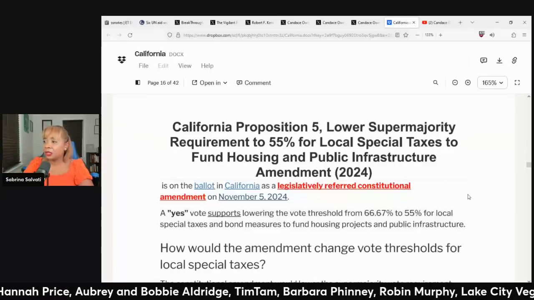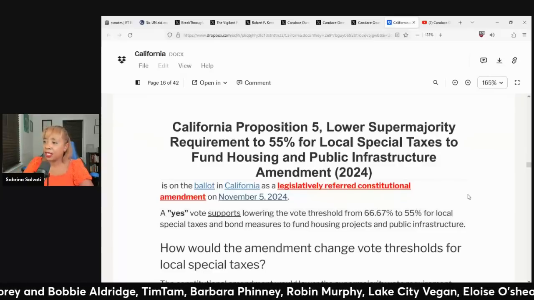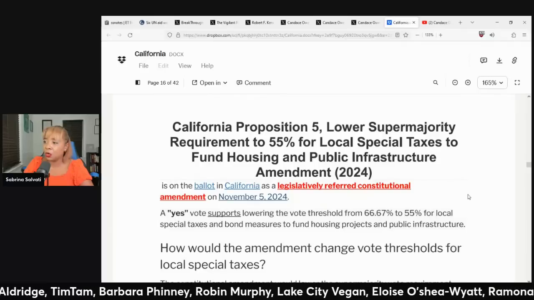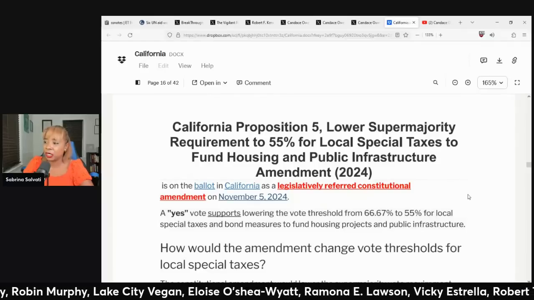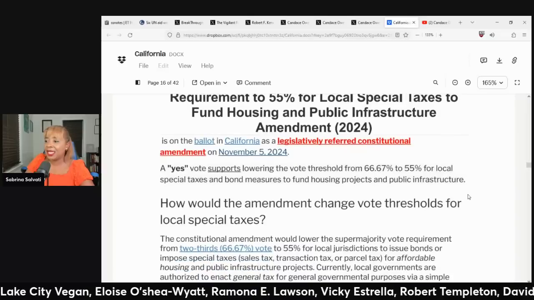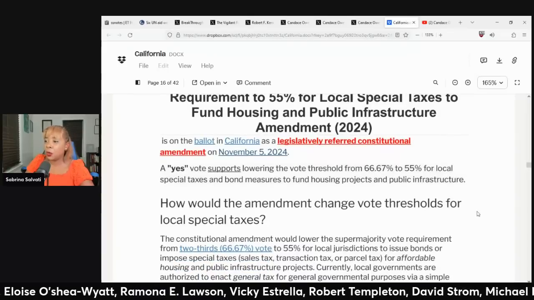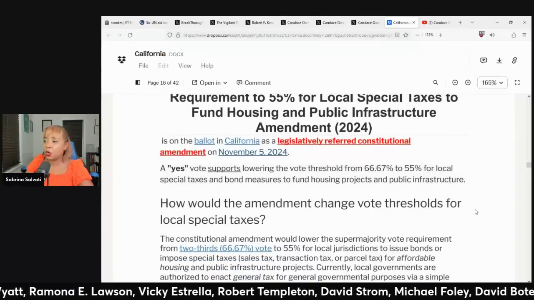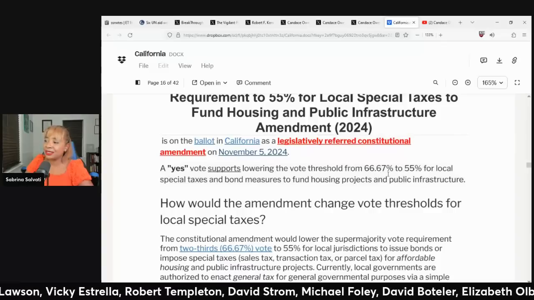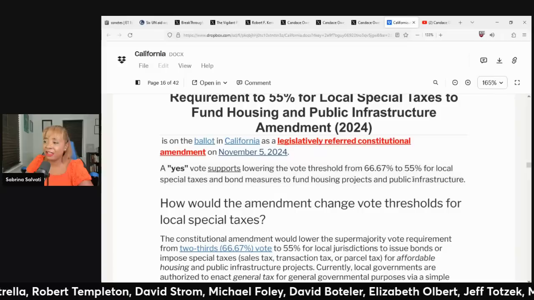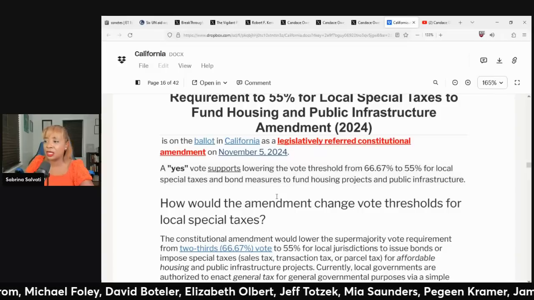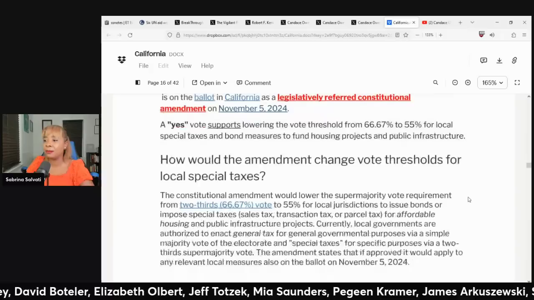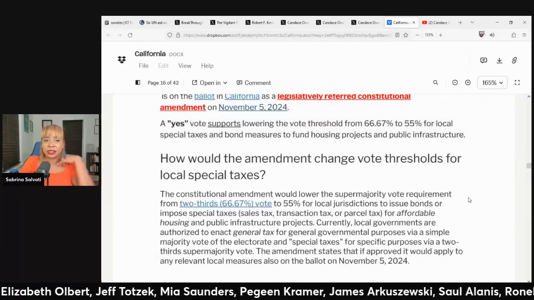Proposition 5, lower supermajority requirement to 55% for local special taxes to fund housing and public infrastructure amendment. A yes vote supports lowering the vote threshold from 66.67% to 55% for local special taxes and bond measures to fund housing projects and public infrastructure. That is interesting.